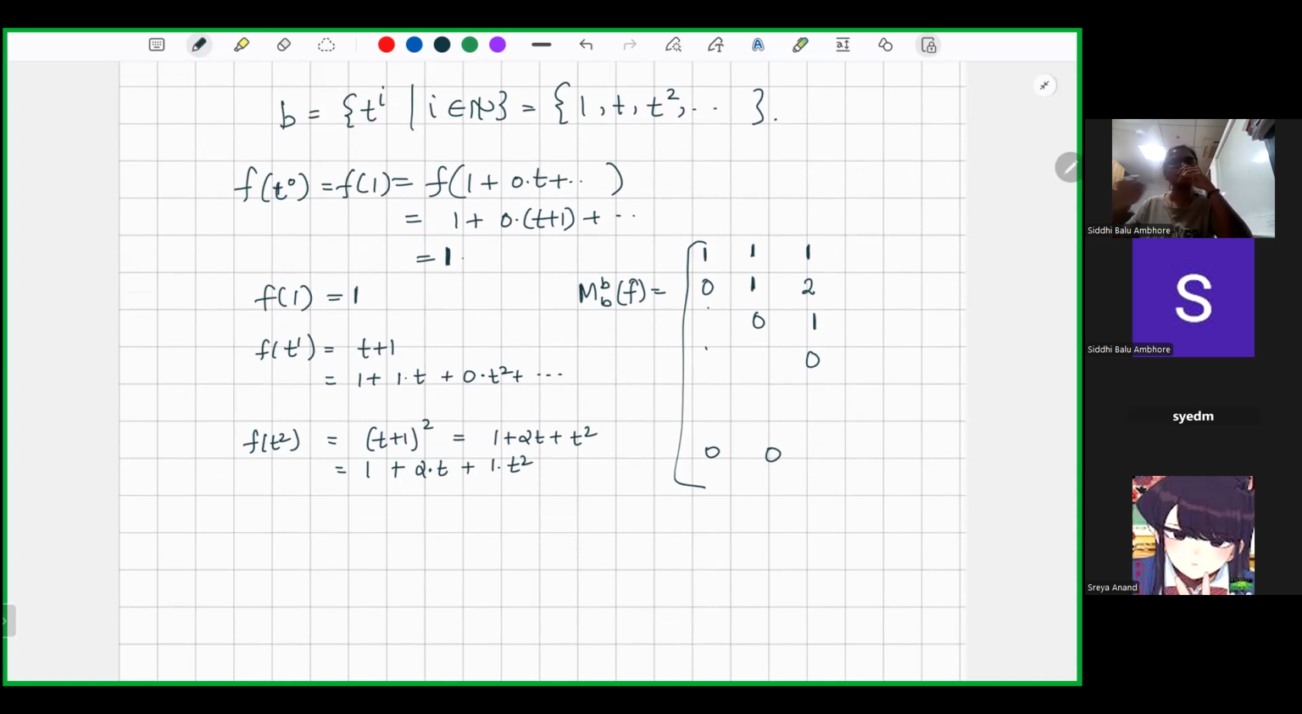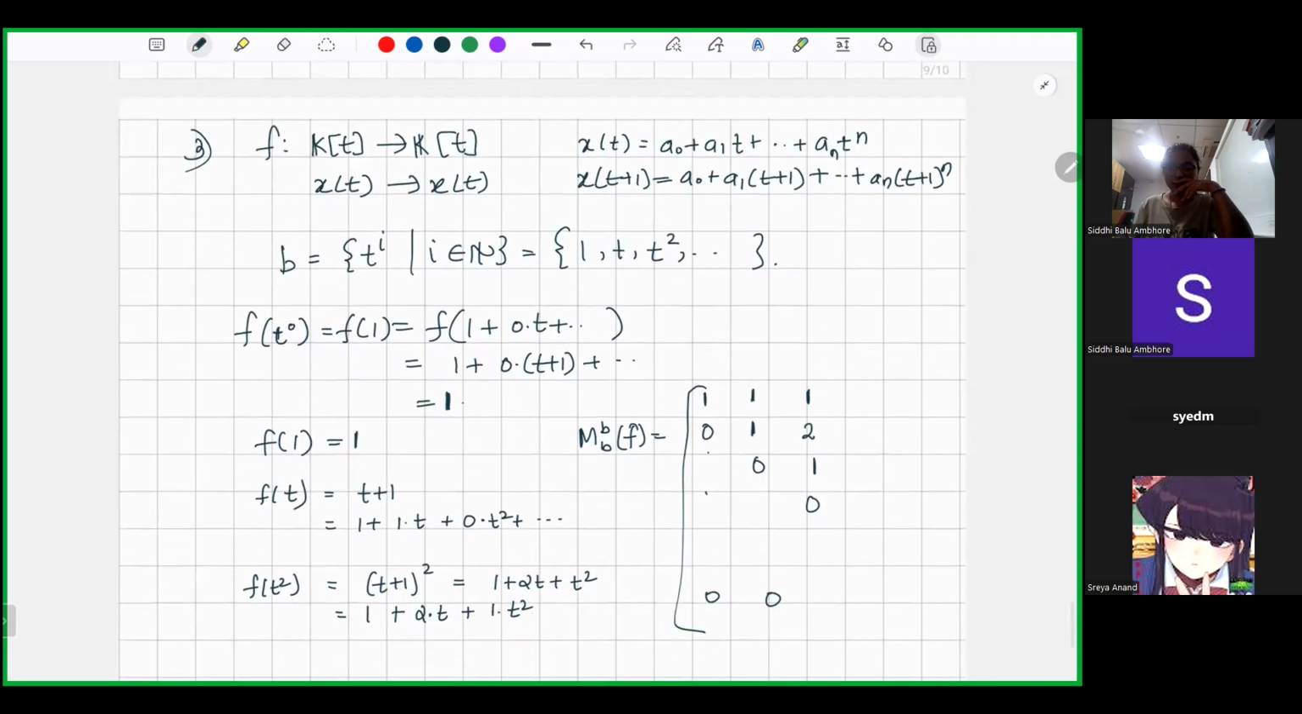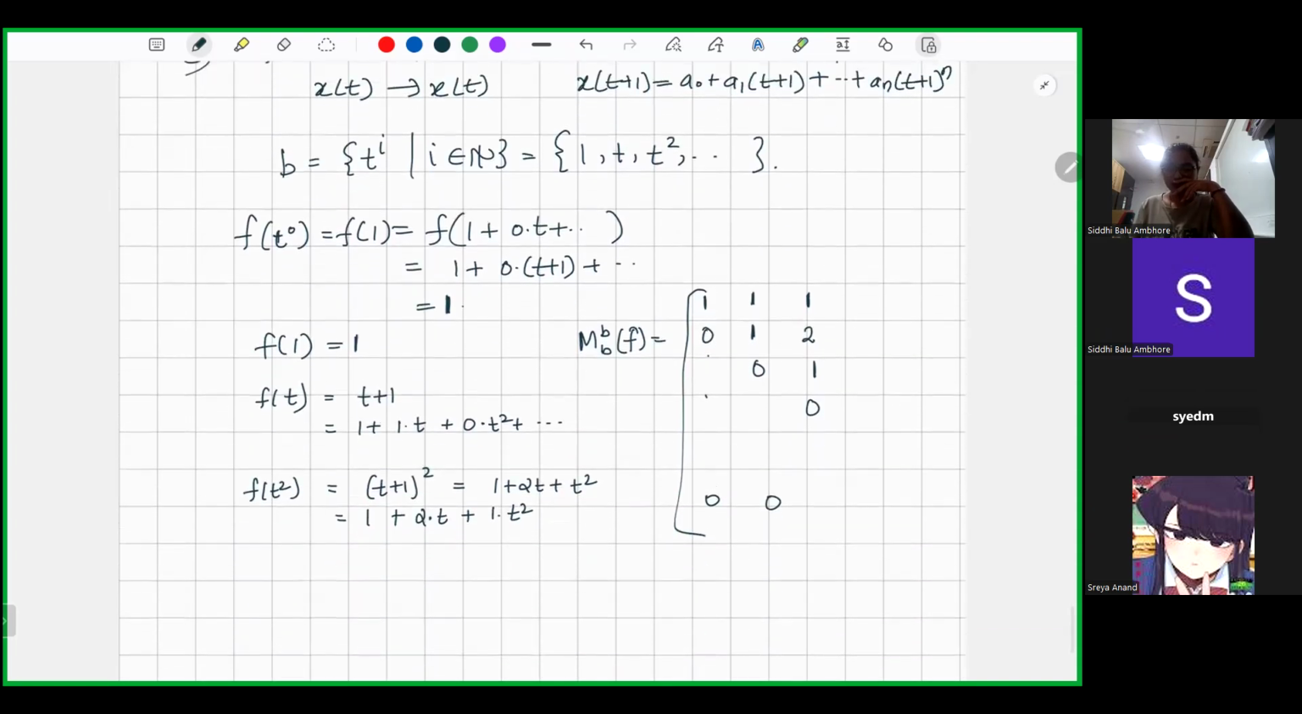Ma'am, when you do f of t to the power 1, I am a bit confused why it's only affecting the first two coefficients. Doesn't it mean you substitute wherever t is with t to the first power? This t power 1 means only t, right? Yes, ma'am. And why is it becoming 0 after the third one in the second entry? Like t square, why is it 0 over there?